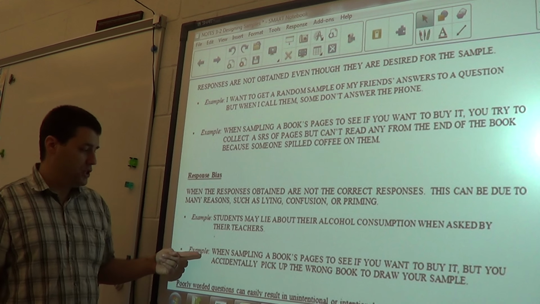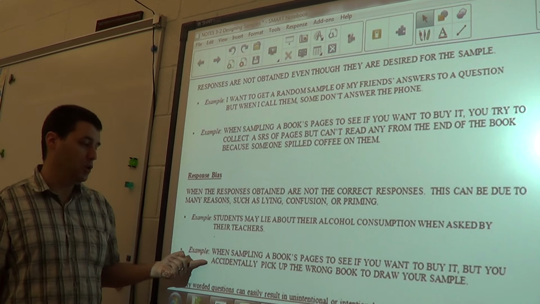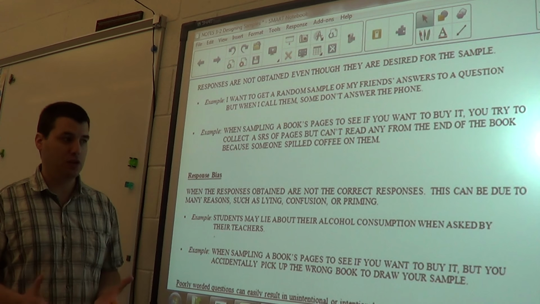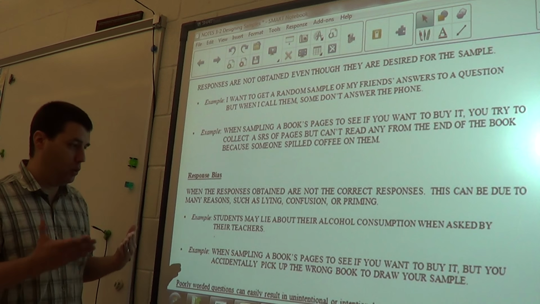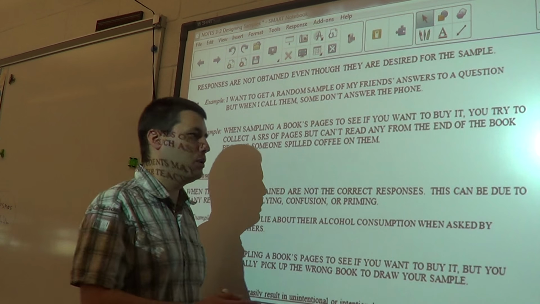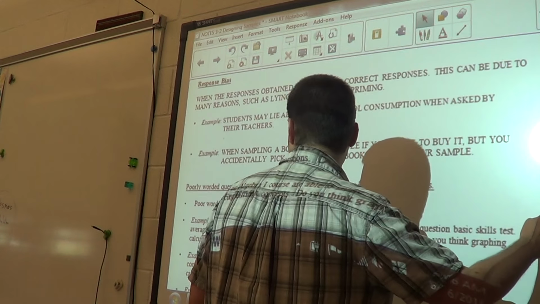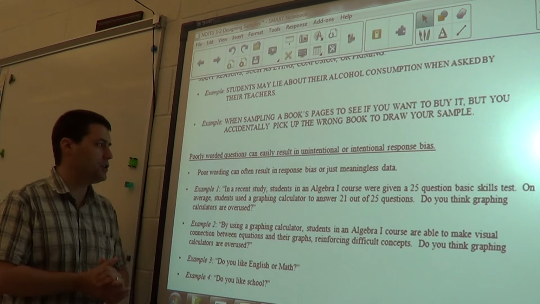Example with the book's pages. When sampling a book's pages to see if you want to buy it, you accidentally pick up the wrong book to draw your sample. It's a silly one, but then look at it again: I wouldn't actually get the correct responses. I'd be reading them from a different book. That wouldn't work. So I don't have anything for you to fill out in your notes, but think about these lines, how this could happen.